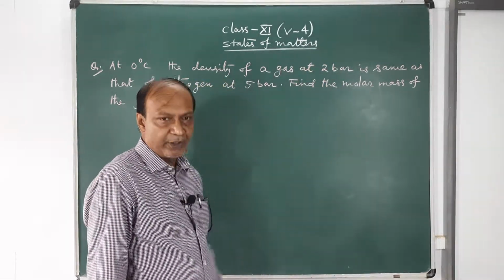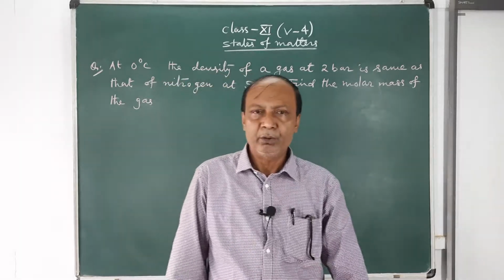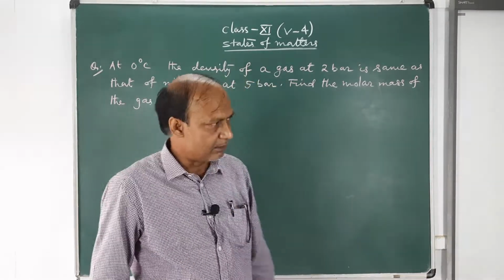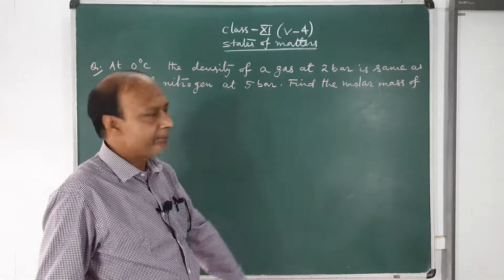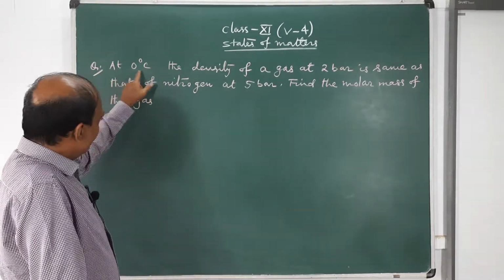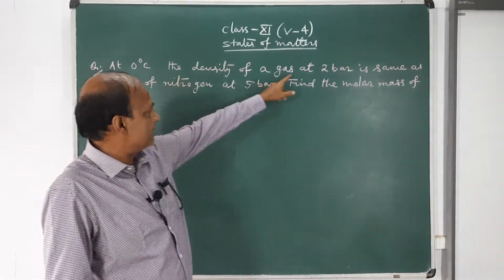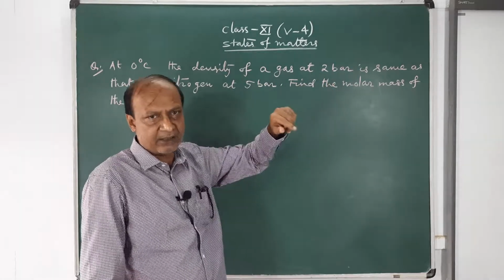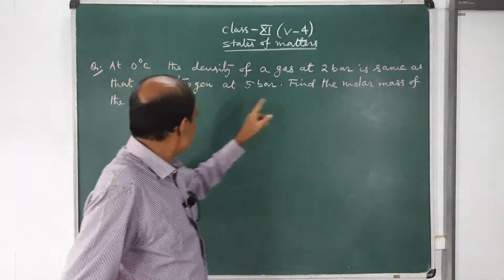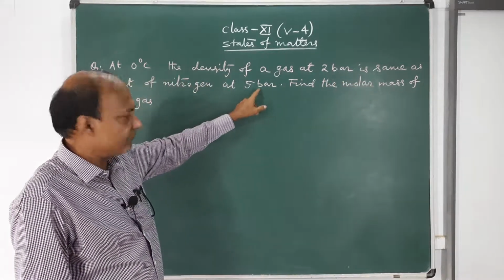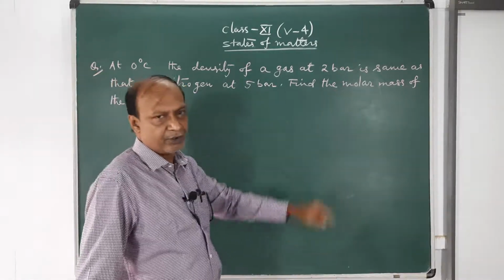Now we are going to start today's video with an example of a numerical problem. Here is the problem: at 0 degree centigrade, the density of a gas at 2 bar pressure is the same as that of nitrogen gas at 5 bar. Find the molar mass of the gas.